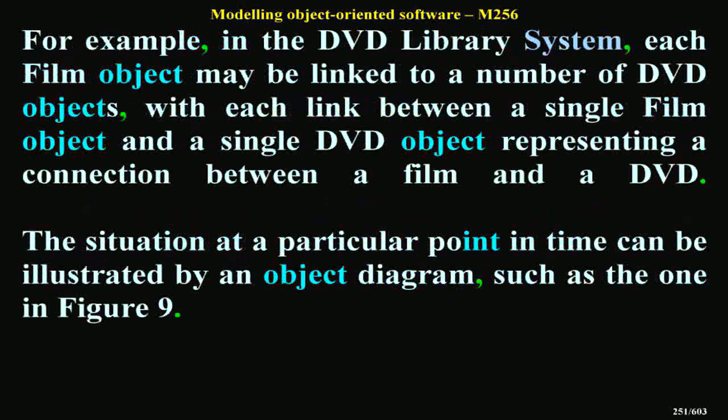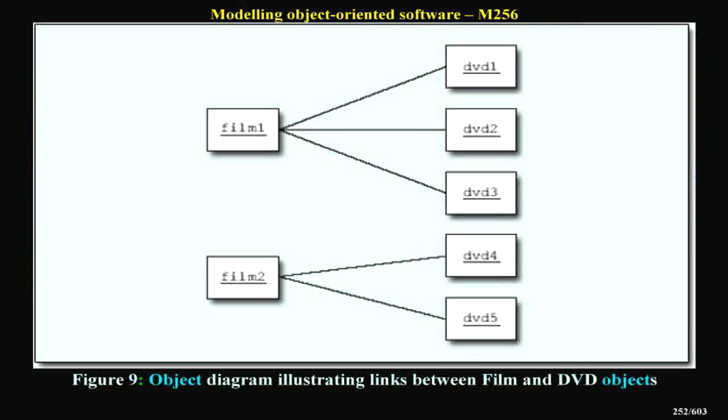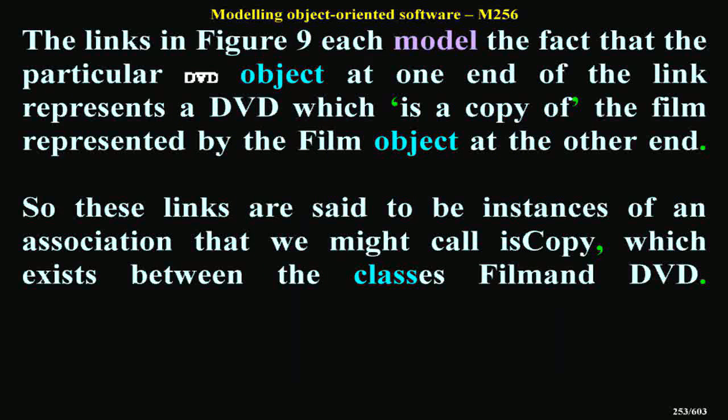For example, in the DVD library system, each film object may be linked to a number of DVD objects, with each link between a single film object and a single DVD object representing a connection between a film and a DVD. The situation at a particular point in time can be illustrated by an object diagram, such as the one in Figure 9. Figure 9. Object diagram illustrating links between film and DVD objects. The links in Figure 9 each model the fact that the particular object at one end of the link represents a DVD, which is a copy of the film represented by the film object at the other end. So these links are said to be instances of an association that we might call copy, which exists between the classes film and DVD.